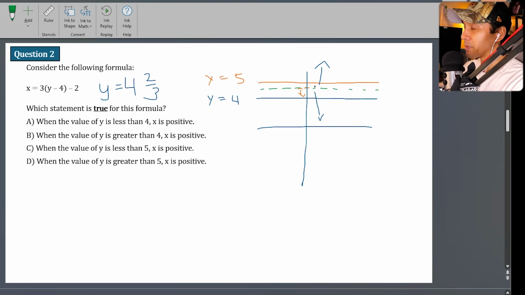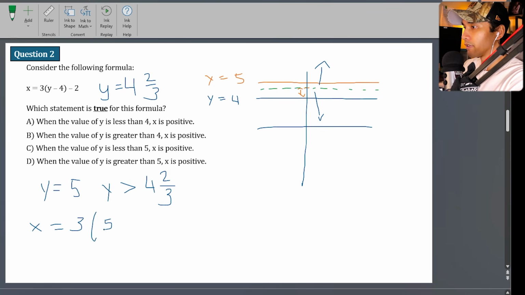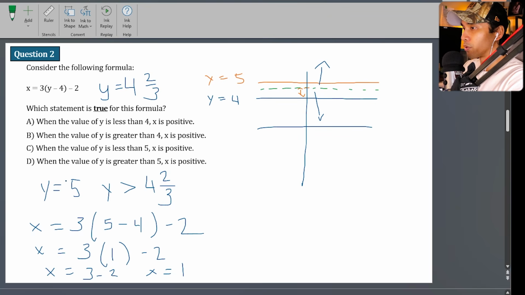So let's go ahead and test these statements because we have to be very careful. Now let's figure out what happens above and below the cutoff. I'm going to start with above the cutoff, and I'm going to set y to 5. When I do that, we are finding y values greater than 4 2/3, right? So x equals 3 times (5 minus 4) minus 2. What is 5 minus 4? That's 1. So x equals 3 minus 2, then we get x equaling 1. Given this, we chose a value greater than 4 2/3, and we got a positive number, x greater than 0. That's one of our rules.